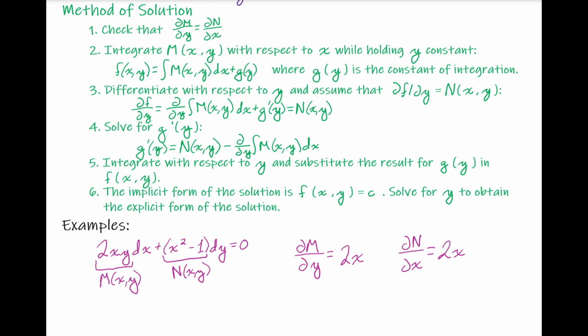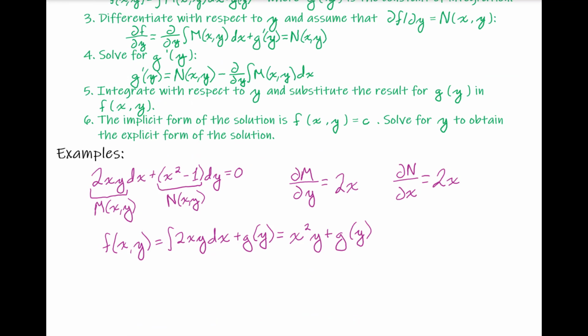So the first thing I need to do is integrate M of x,y with respect to x while holding y constant. So that'll look like f of x,y equals the integral of 2xy dx plus g of y. And when I take that integral, I'll get x squared y plus g of y. Now I'm ready to move on to the next step of my method of solution, namely where I'm trying to identify what g of y is.